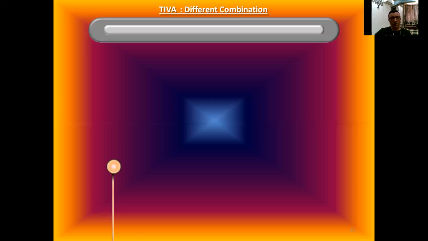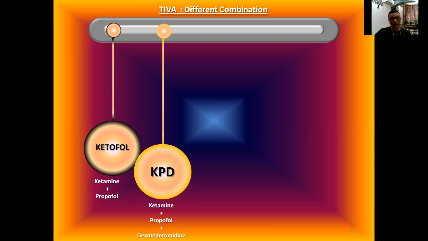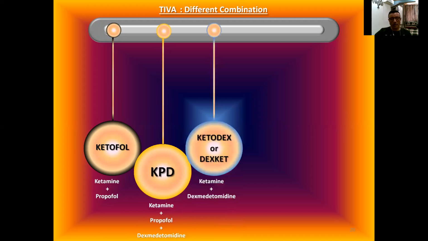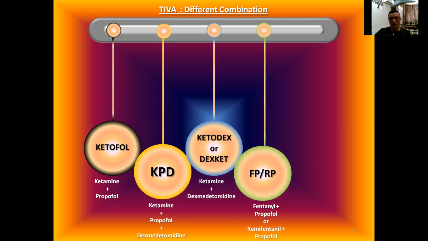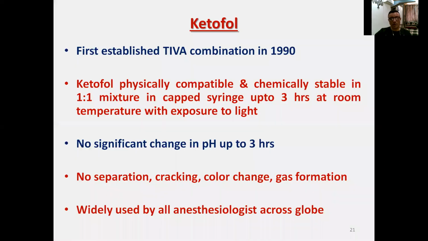So what are the different combinations? First is ketofol, ketamine and propofol. Second is ketamine, propofol, and dexmedetomidine, that is KPD. Third is ketodex or dexket, that is ketamine plus dexmedetomidine. Fourth is fentanyl propofol or remifentanil propofol. And people have tried propofol dexmedetomidine fentanyl, or midazolam dex fentanyl, or ketamine midazolam. So we will go to ketofol first.